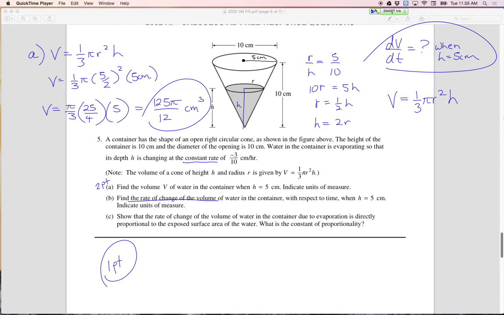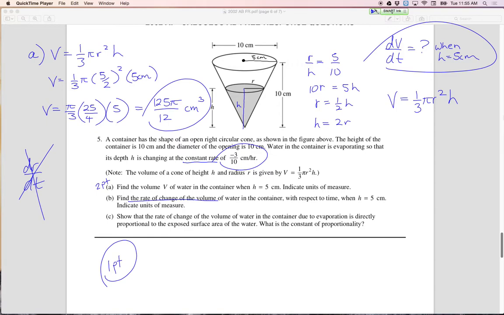Is r changing? As the water level goes down, will r change? Absolutely. But do you know dr/dt? Do you want to know dr/dt? So there is a dr/dt, but I'm just not interested in it. So dr/dt, you've got to eliminate it from the problem. Is there a dh/dt? Yes, there is, and that's actually given. What is it given? It's -3/10. That was given in the directions. The rate of change for the height, the depth, is changing at a constant rate of -3/10. So we got that one.